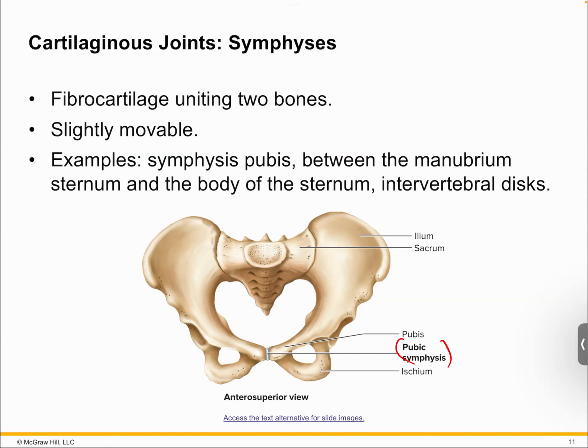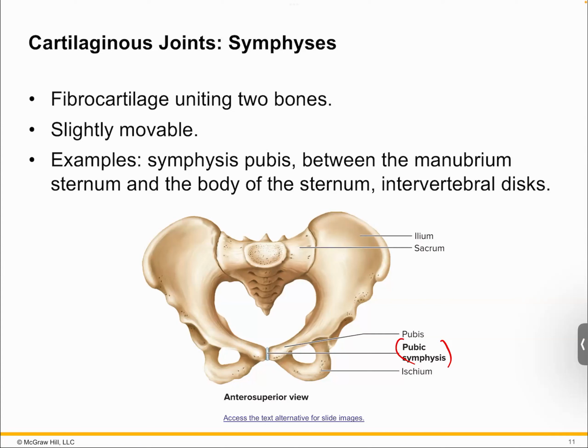Because if you didn't have that little fibrocartilage plug in there, every time you took a step, your two pubic bones would collide into each other. That'd be pretty painful, actually. So it's a good thing it's there. I know you'd be like, I'm just not going to walk today. So that's what that's there for.